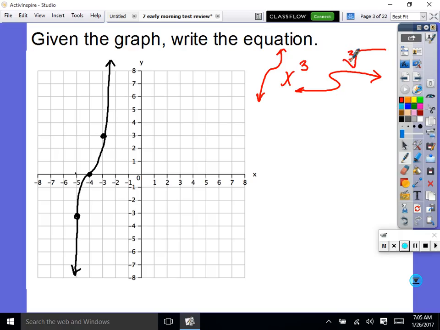That's the cube root of x, right? If you see something that looks like that, that's a square root of x. And then a quadratic looks like this, x squared, right, everybody? Okay, so this is a cubic, x cubed, so that's where I'd start. I just say my parent function is f of x is equal to x cubed.